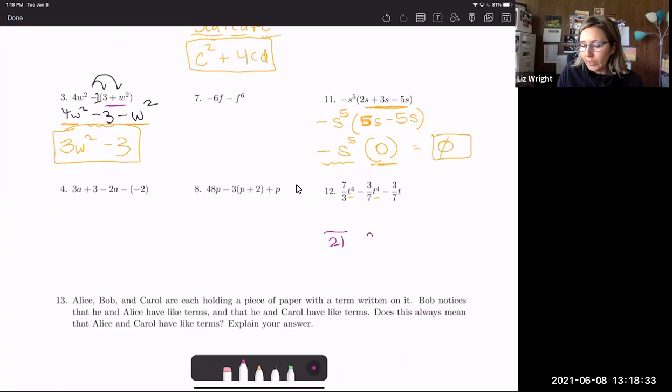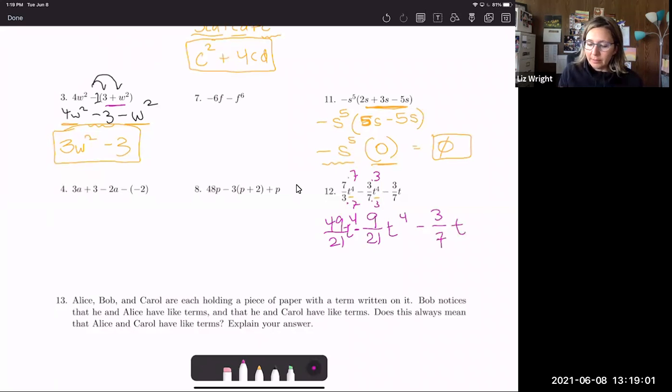And I'm going to say it's 21 because 7 times 3 is 21. So I'm going to do times 7 times 7. That's going to give us 49 t to the 4th. I've got a subtraction sign I have to squeeze in here. And I'm going to do times 3 times 3. That gives us 9 over 21 t to the 4th minus 3/7 t.